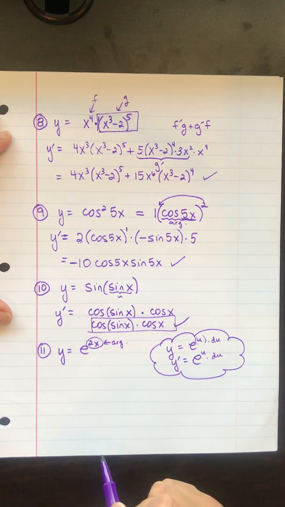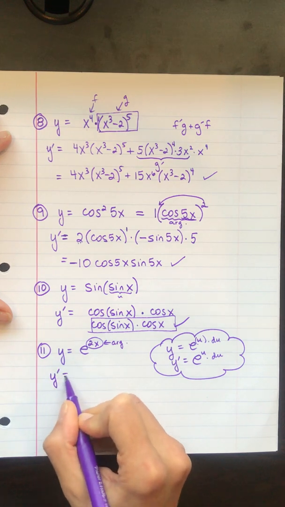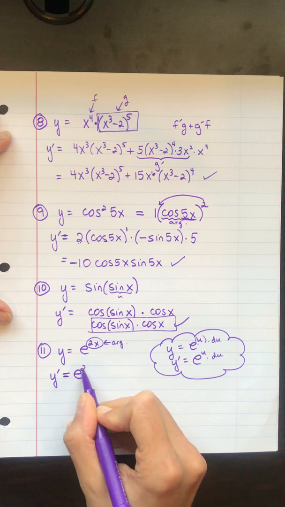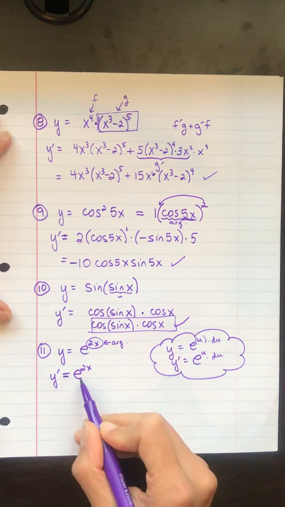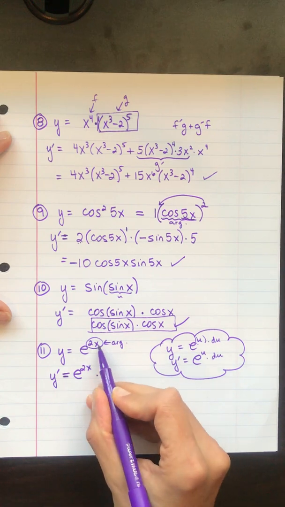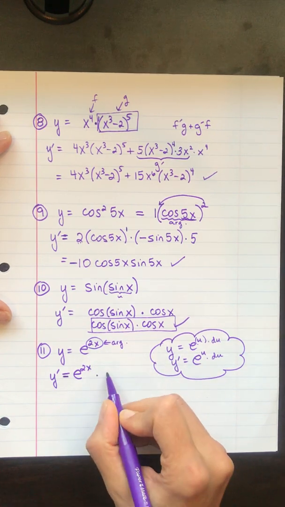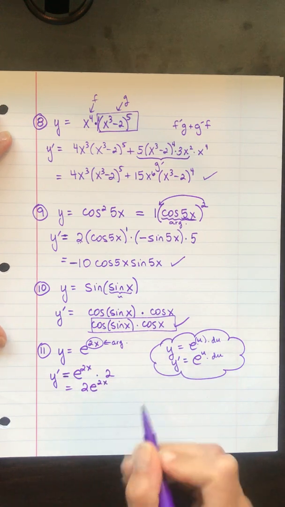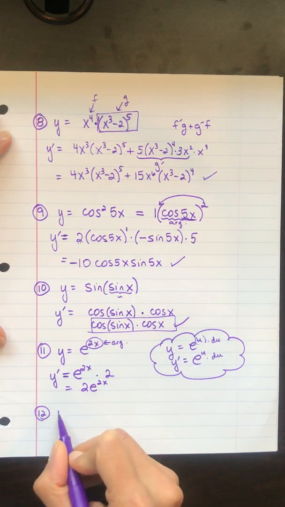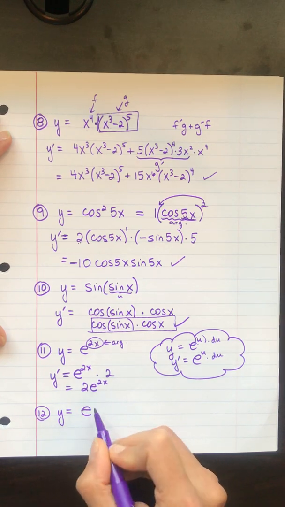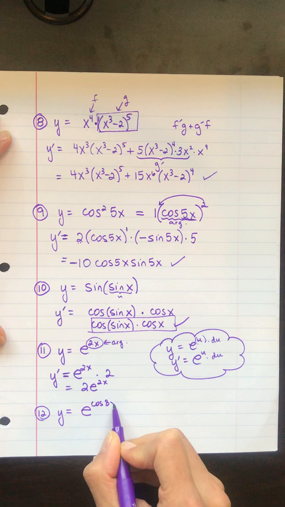Okay? And so the derivative is going to be e to the 2x. The derivative of e to the 2x is itself times the derivative of its argument. The derivative of 2x is 2. So the answer is 2e to the 2x. Let's do one more. Y equals e raised to the cosine 8x power.